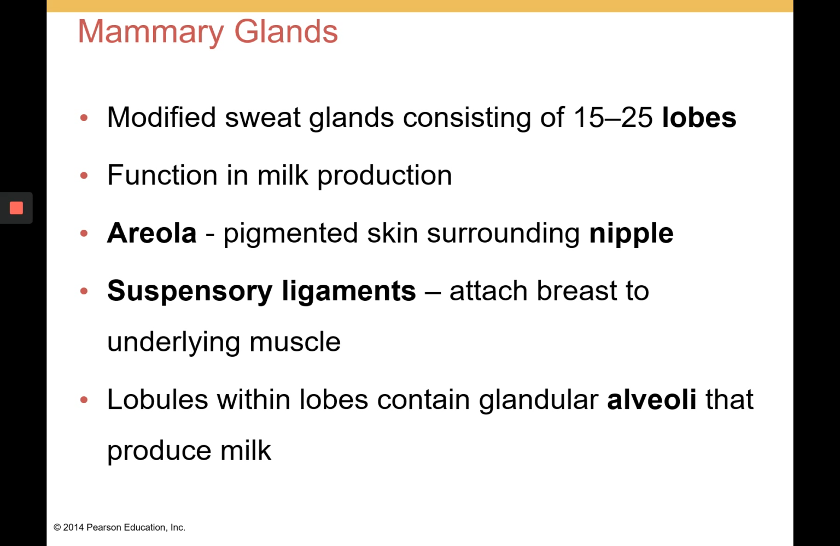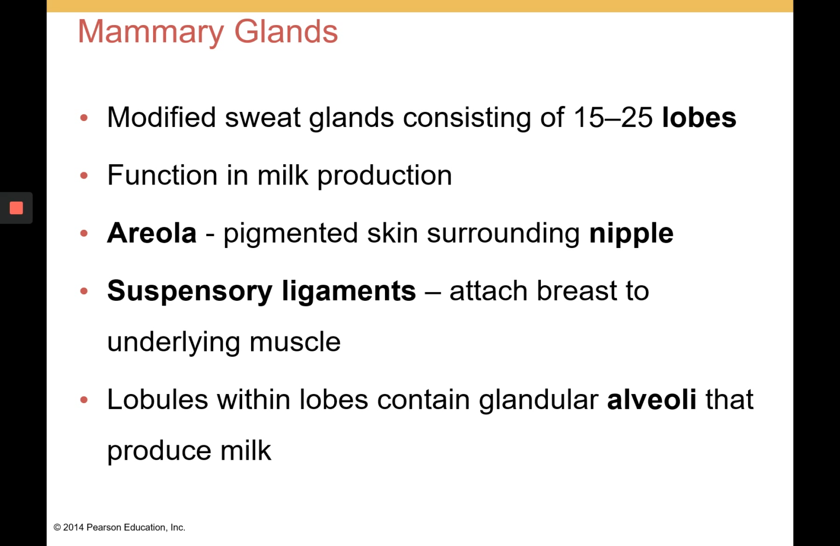We'll also talk briefly about the mammary glands. They may seem not to fit in this chapter. They actually would fit much better in the integumentary chapter. But for the purposes of our textbook, we're going to discuss them here. So mammary glands are modified sweat glands consisting of 15 to 25 lobes. They're for milk production. The areola is pigmented skin surrounding the nipple.